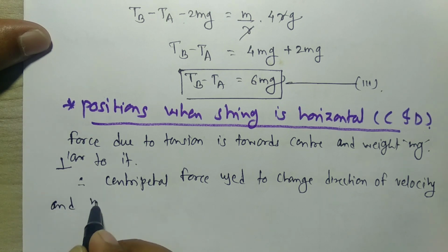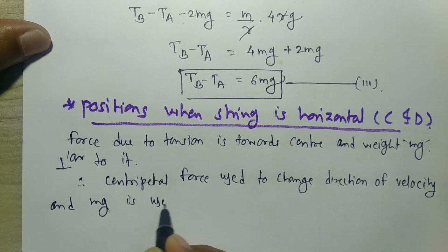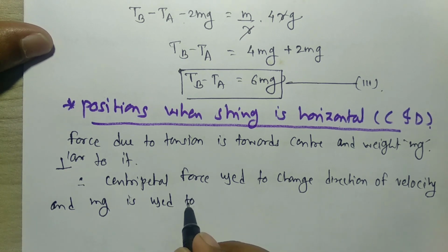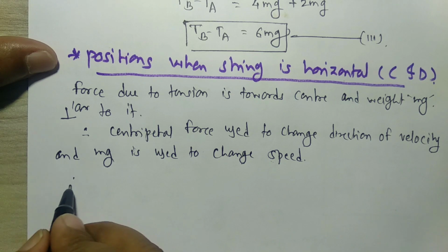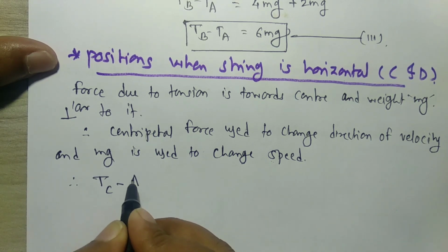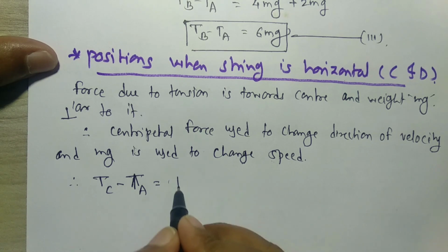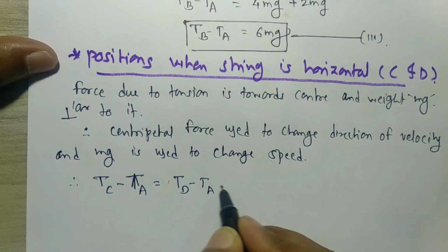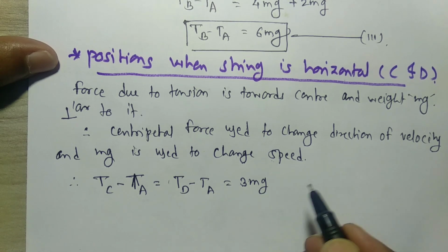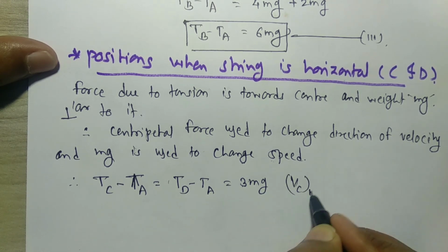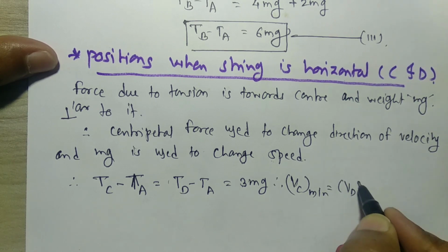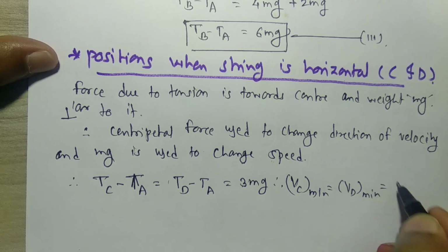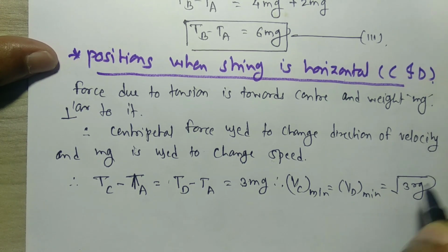and mg is used to change speed. Therefore you will get Tc minus Ta is equal to Td minus Ta, which is equal to 3mg, and therefore Vc minimum velocity is equal to Vd minimum velocity, because those two points are the same here, which is nothing but the square root of 3rg.